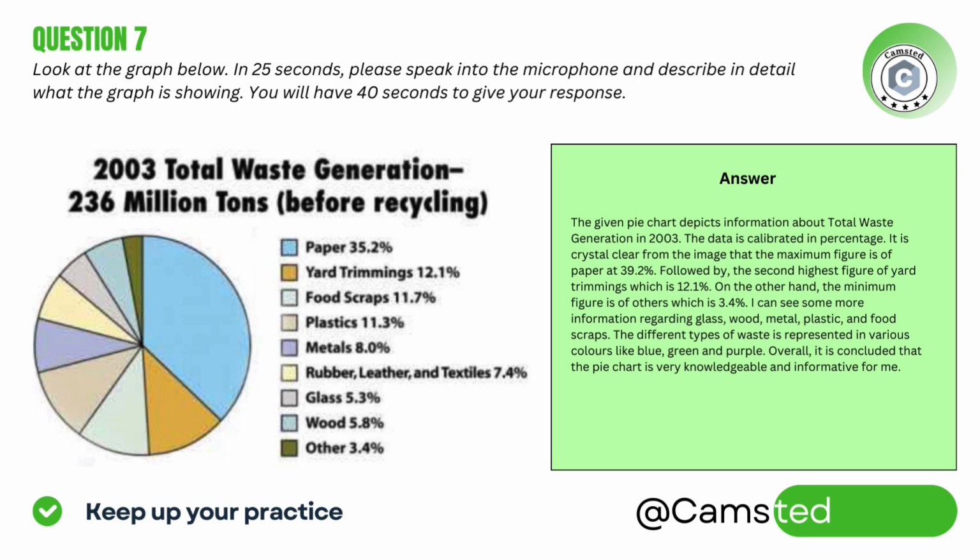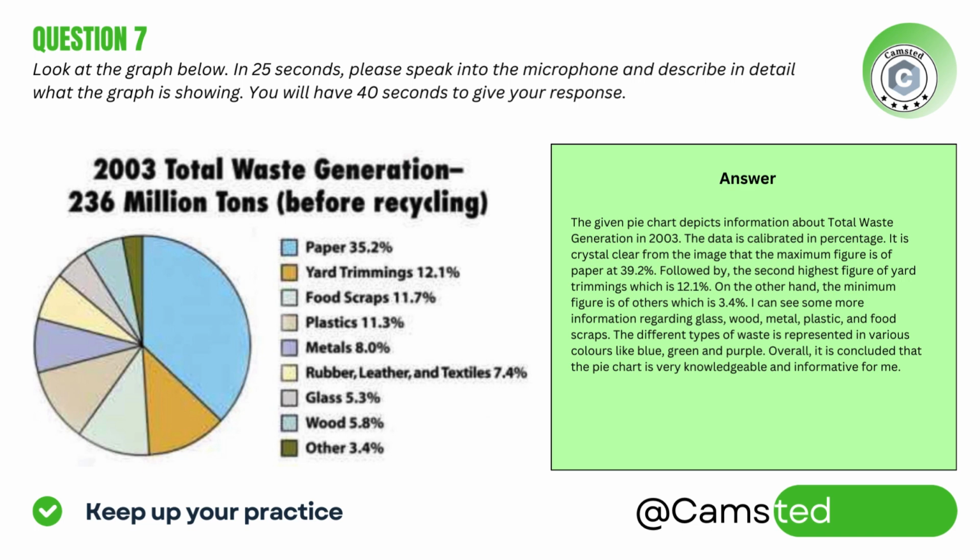It is crystal clear from the image that the maximum figure is of paper at 39.2%. Followed by the second highest figure of yard trimmings, which is 12.1%. On the other hand, the minimum figure is of others, which is 3.4%.